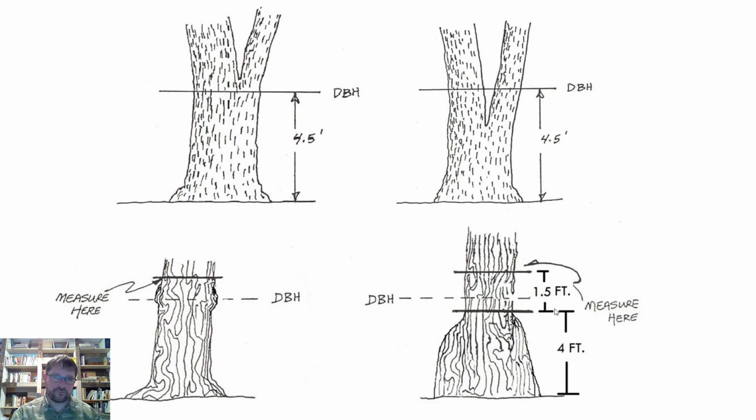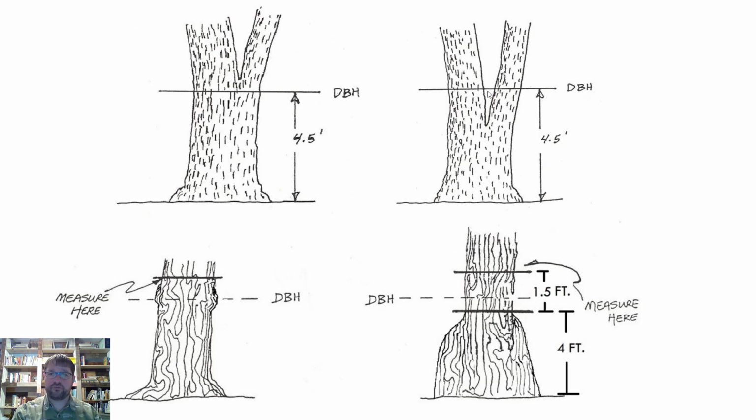Okay, so let's look at some of these. Let's say you come to a tree. It's got a fork, but the fork is above that 4.5 feet. No worries. You take your DBH at 4.5 feet. Okay. Come to another tree. That fork is below the 4.5 feet. If it's far below, then it's fine to take the DBH of both the trunks that are coming off.